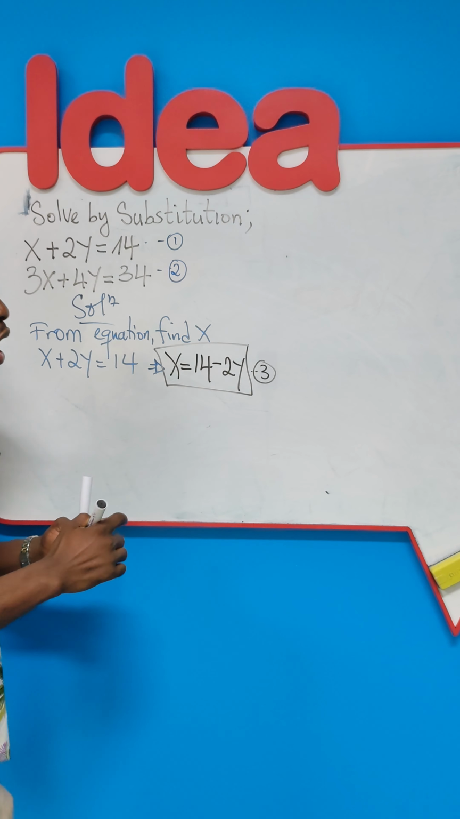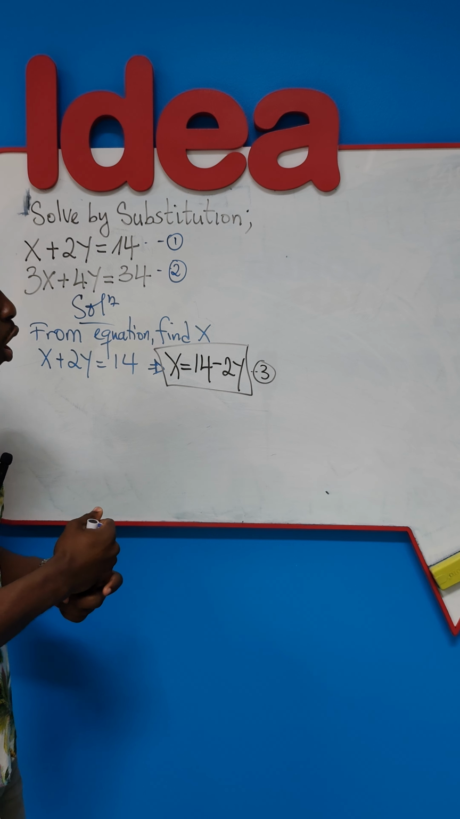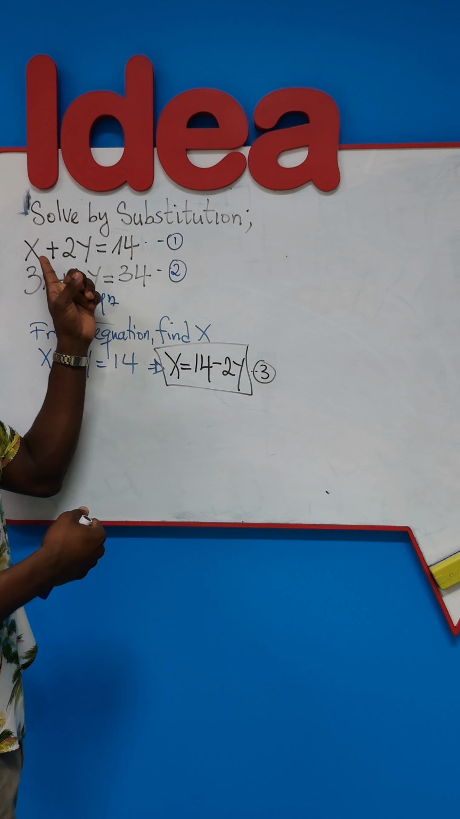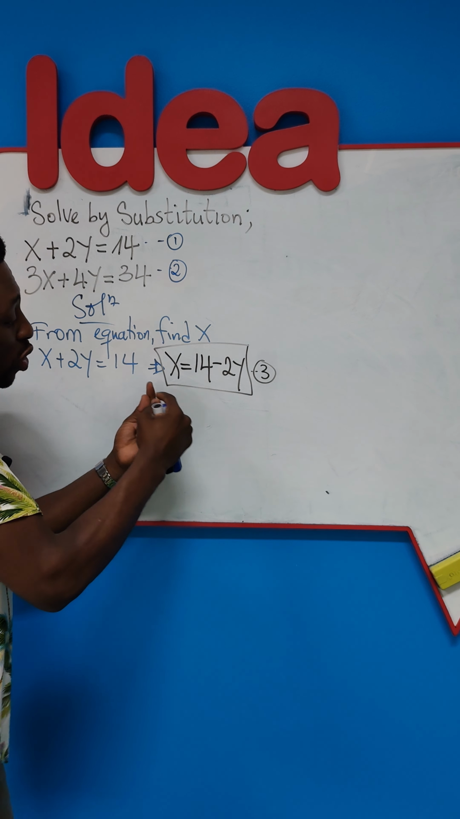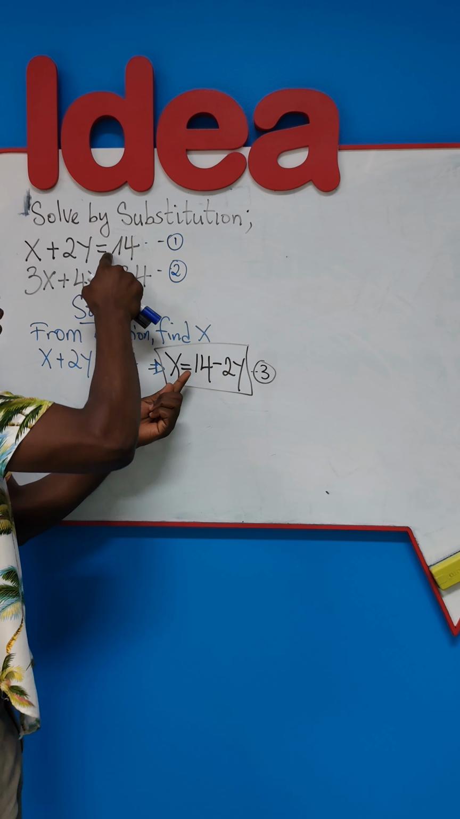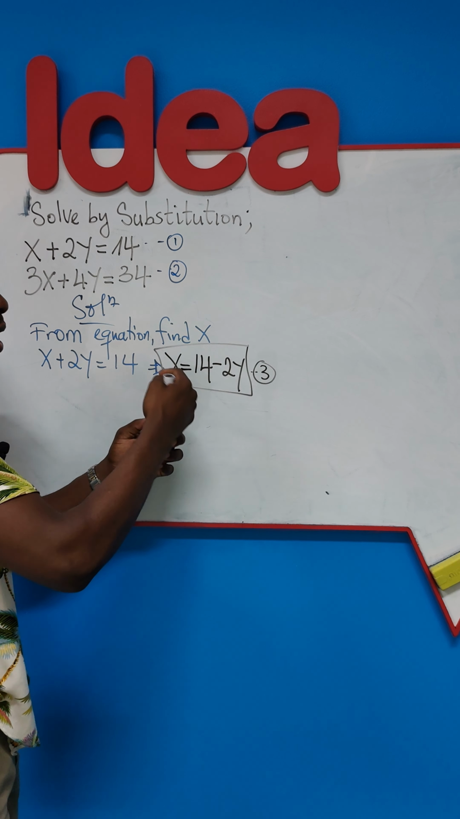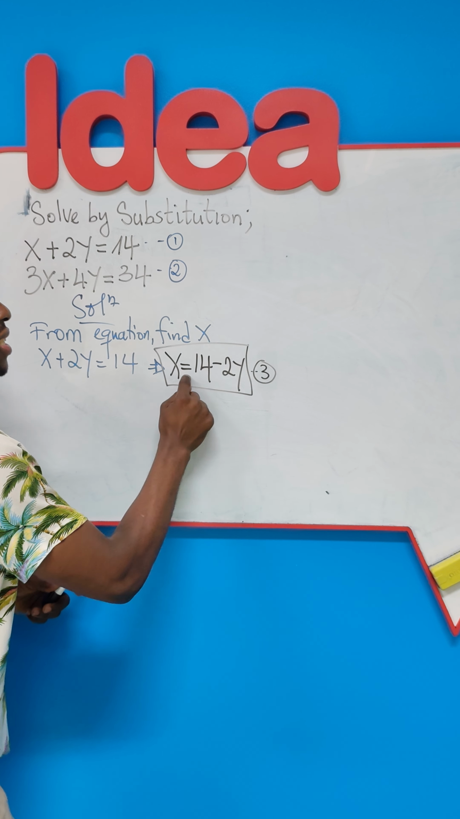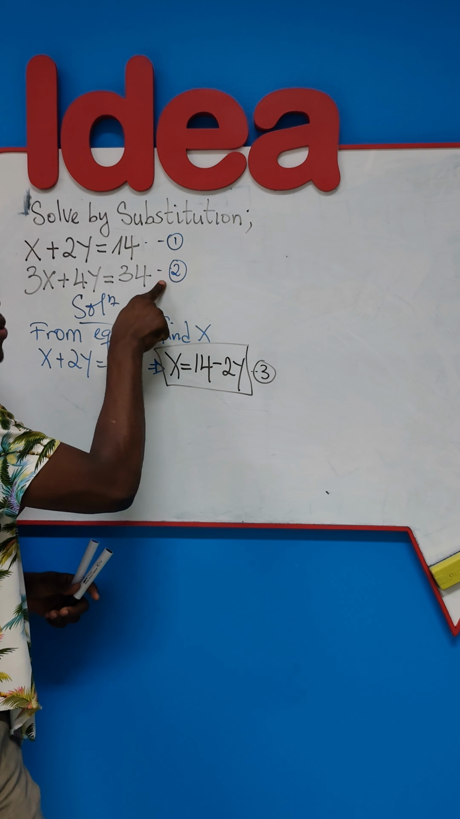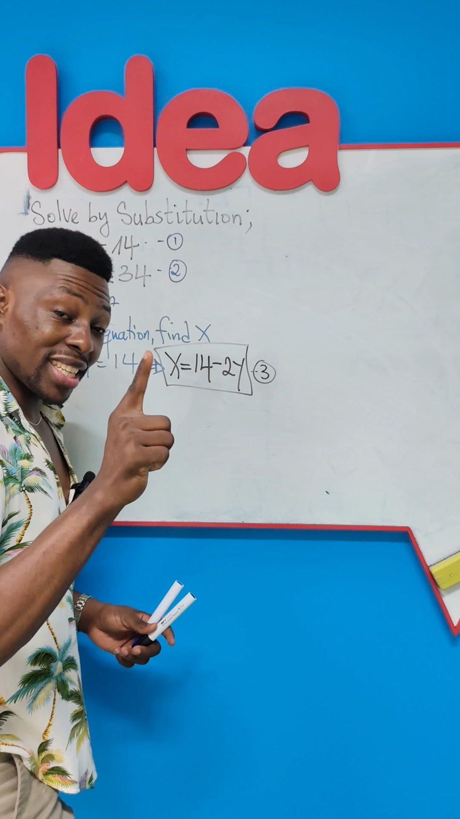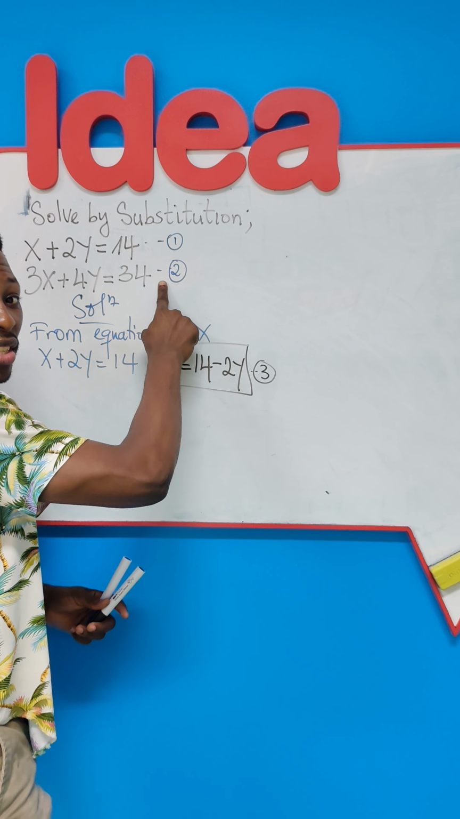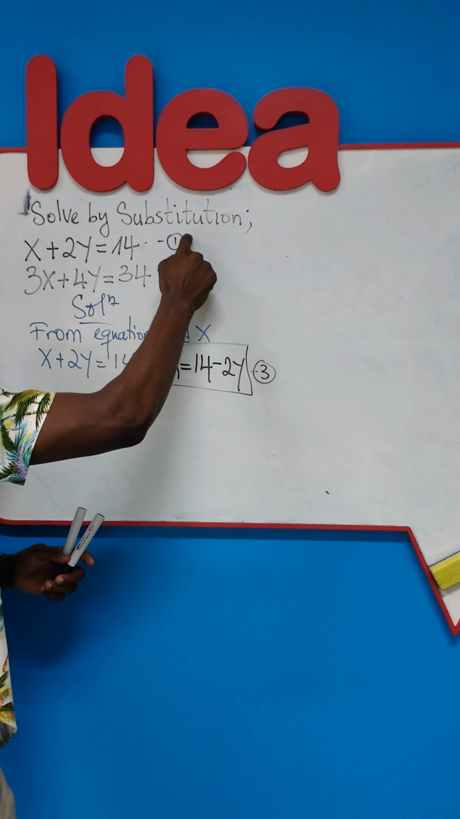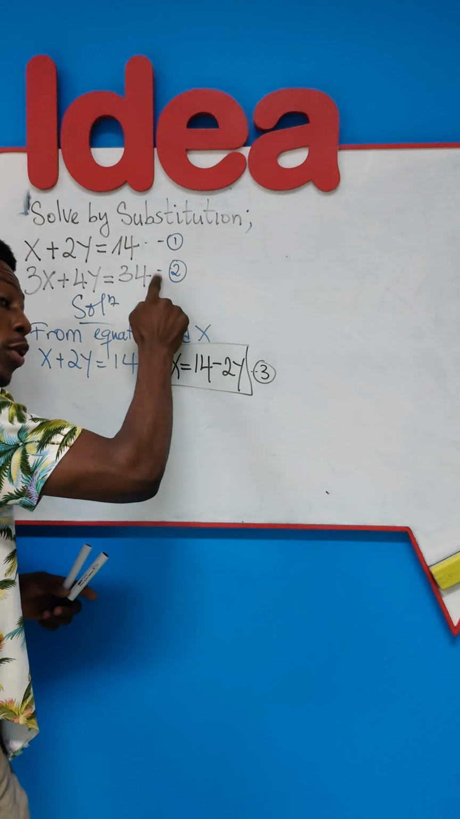So what we have just done right now is we have made x, one of the variables, the subject of the formula of one of the equations, which is equation 1. Now, what do we do next? We will use this equation 3, which has x, and substitute it in the unused equation. I repeat, in the unused equation. All right, don't put it here, it's going to be erroneous. Put it in the unused equation.